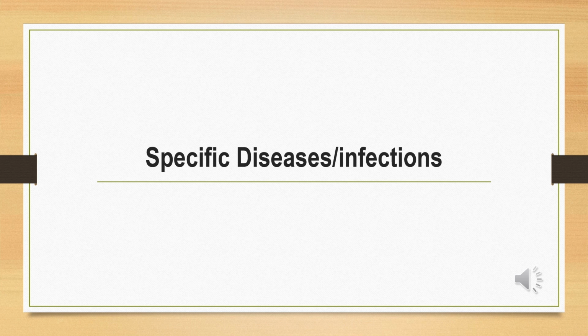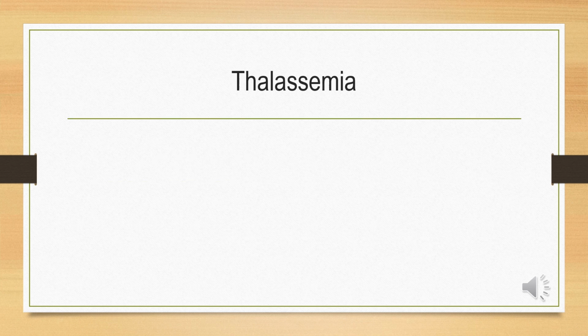In this section, we shall be discussing specific diseases and associated infections. With these non-communicable diseases, briefly we shall discuss thalassemia and neurodevelopmental disease. For detailed knowledge, you can refer to the updated Pakistani guidelines on HIV.